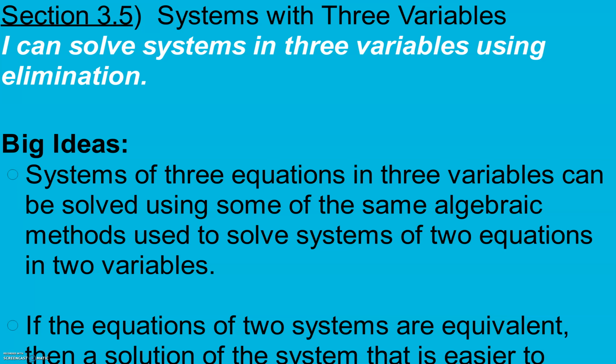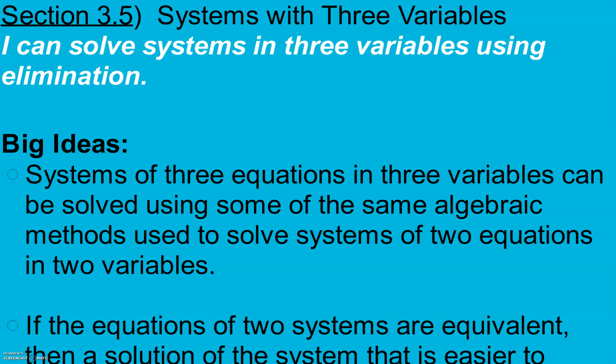Section 3.5 is systems with 3 variables. I can solve systems in 3 variables using elimination. Big ideas here: systems of 3 equations in 3 variables can be solved using some of the same algebraic methods used to solve systems of 2 equations in 2 variables.